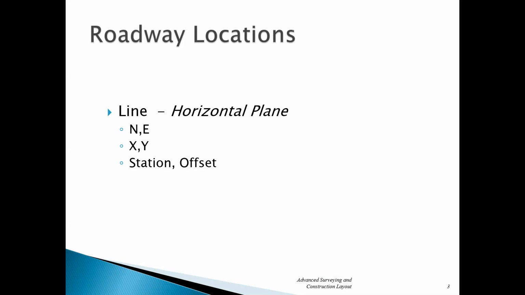And in highways, they almost exclusively use the concept of station offset. Now, the reality is that when you're doing layout, you're probably using coordinates. So somebody has to convert northing and easting, or station and offset information to northing and easting, or vice versa. So that's usually done in an office setting, not so much out in the field.